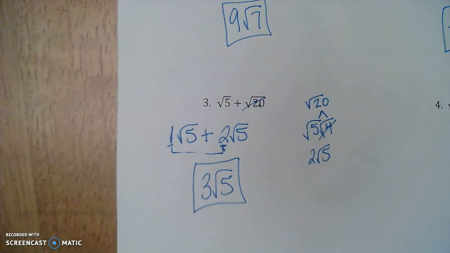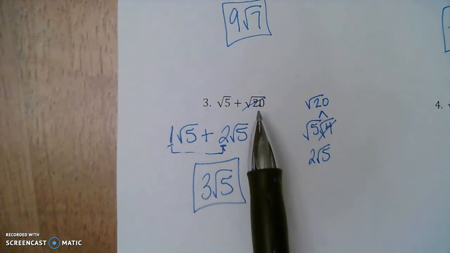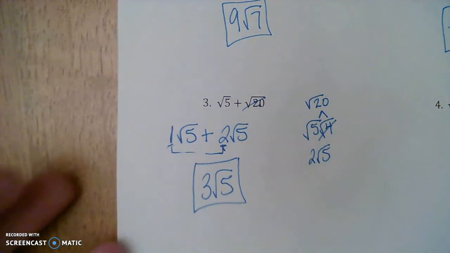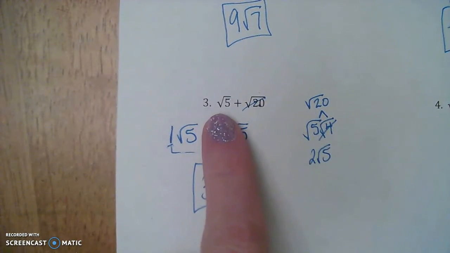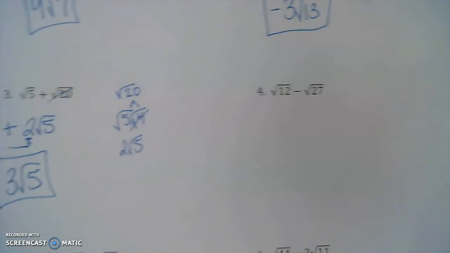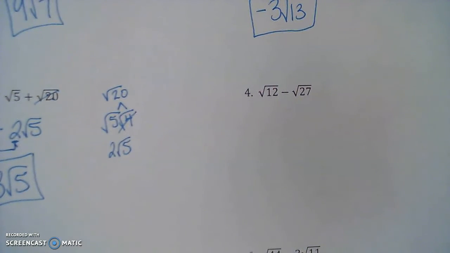So again, in order to combine them, in order to add or subtract, they have to look alike. They have to have the same number under the square root sign. So you need to simplify first in order to be able to combine them. Now that one helped because it already had the 5 underneath. This one doesn't help because both 12 and 27 need to be broken down.